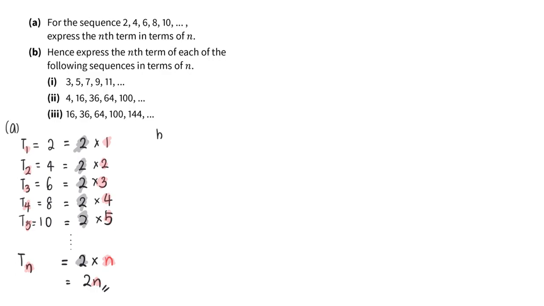Now, for part B, how may we make use of the answer in part A to find the nth term for the following sequence? Do you realize that for part 1, let me just write it down: 2, 4, 6, 8, 10. And the number sequence that is given is 3, 5, 7, 9, and 11.